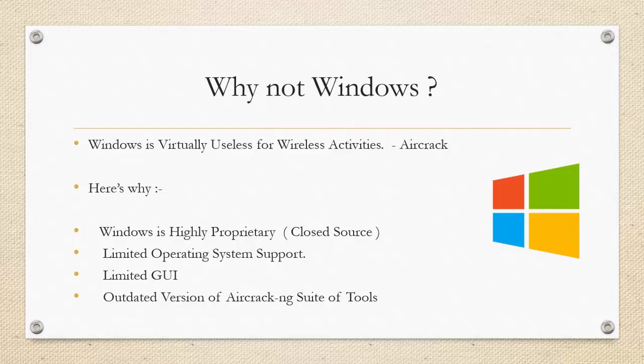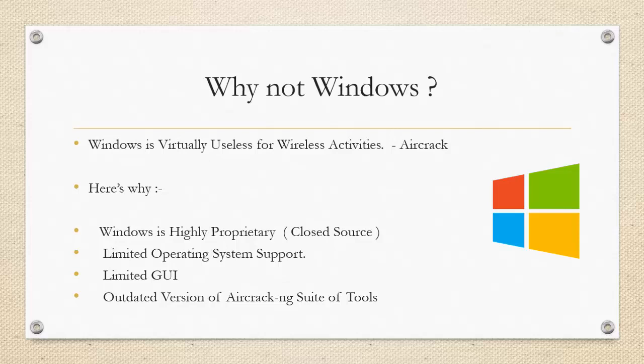So one of the reasons why the security tools are not made specific for the Windows operating system is because Windows is a highly proprietary operating system. By that I mean it is closed source. They do not reveal the source code of the kernel as well as the drivers that are installed. So it becomes extremely difficult to troubleshoot a problem because you're not able to peek into the source code.